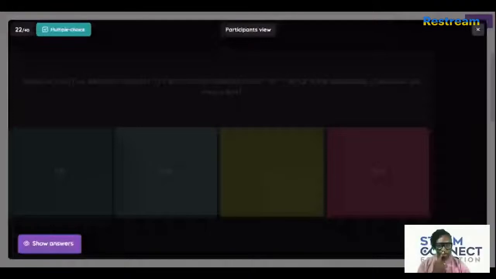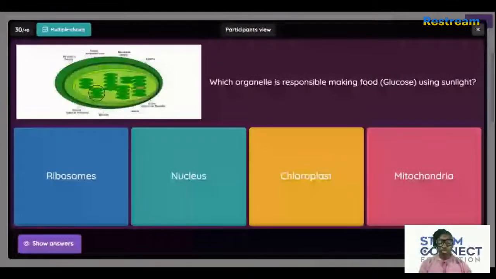I want to get a little bit of ecology, only because you don't have that much classification on the test itself. Let's look at this. This is one of those cell questions. Which organelle is responsible for making food using sunlight? You've probably had this type of question since 5th grade.